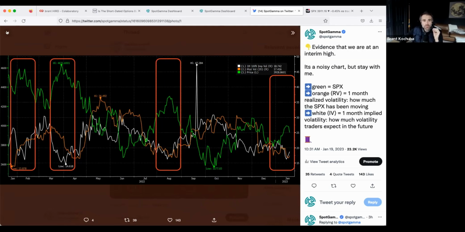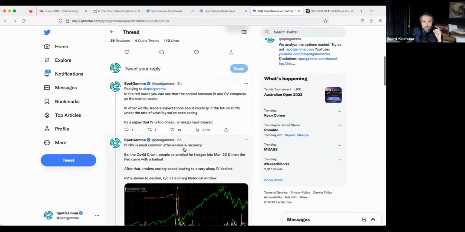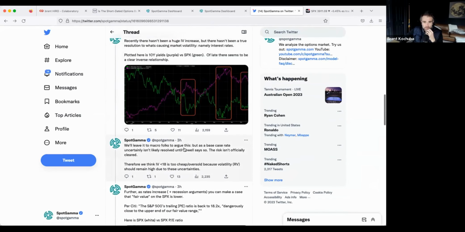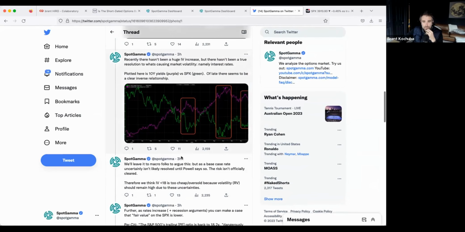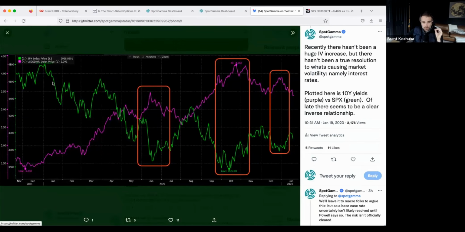What I thought was interesting about this, and this is a food for thought thing, you can go chat with your friendly macro Twitter person or whatever, is the relationship between the rates. This is the 10-year rate, and you can see that as those rates spike, the market makes lows. This relationship is very clearly inverted right now, and the market is very focused on this.